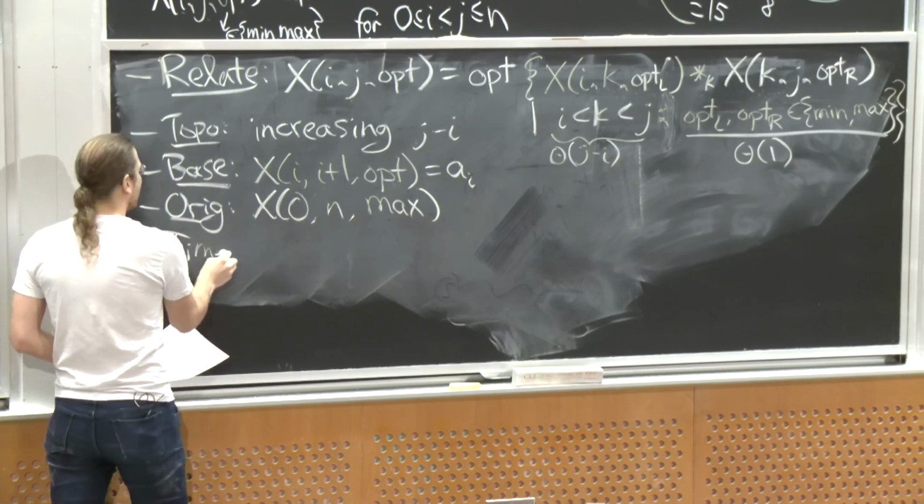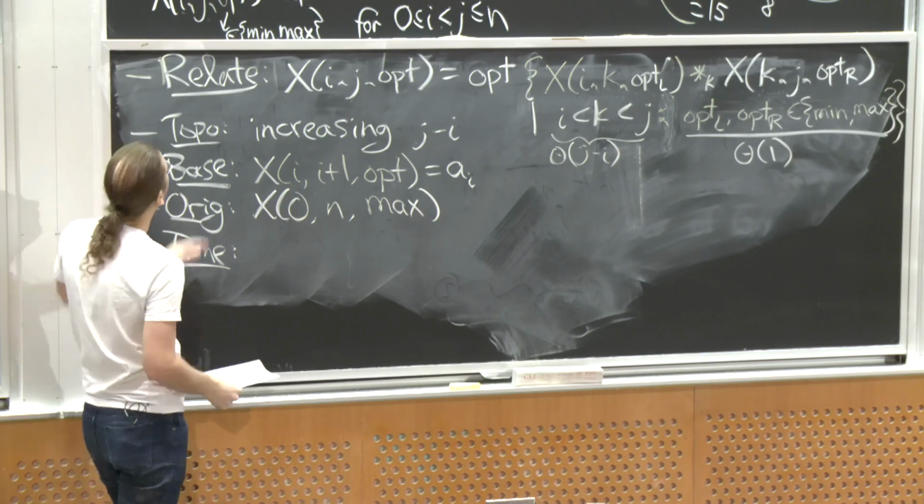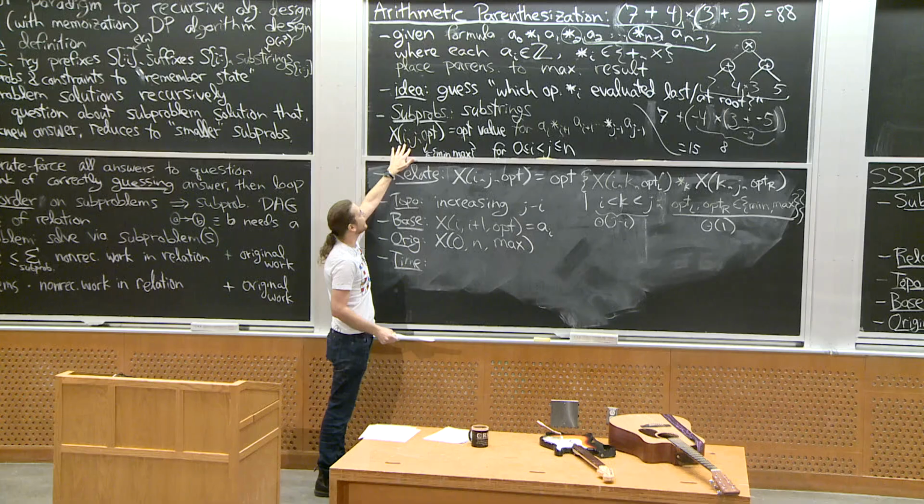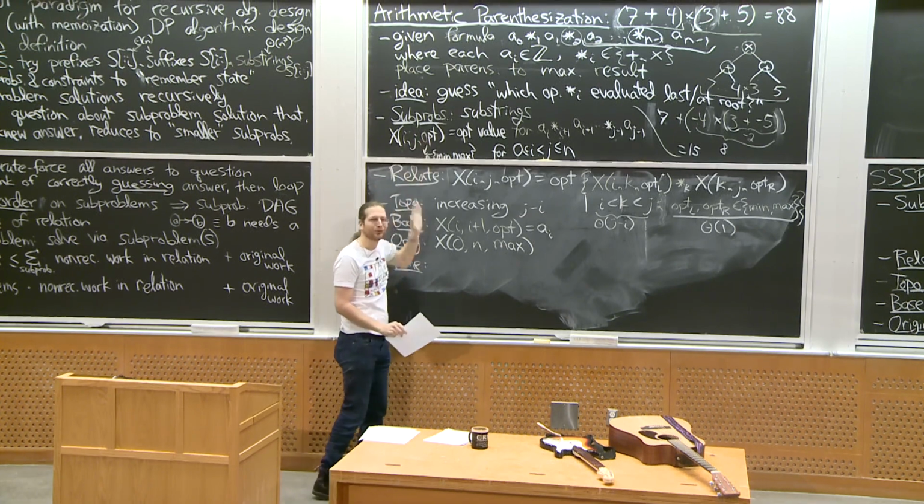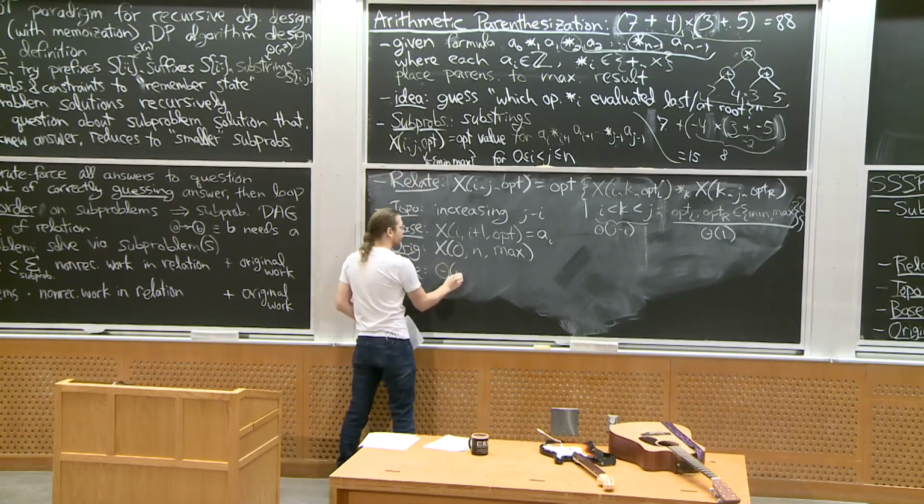And how much time does this take? Well, how many subproblems are there? For substring problems, we have n squared subproblems. Now, we multiply the number of subproblems by 2, but that's still n squared. Okay, so we have n squared subproblems.